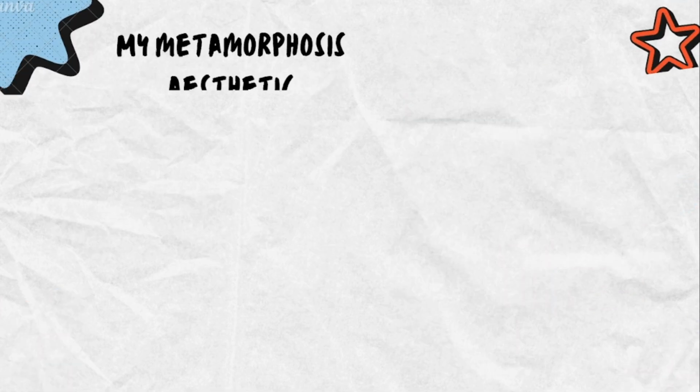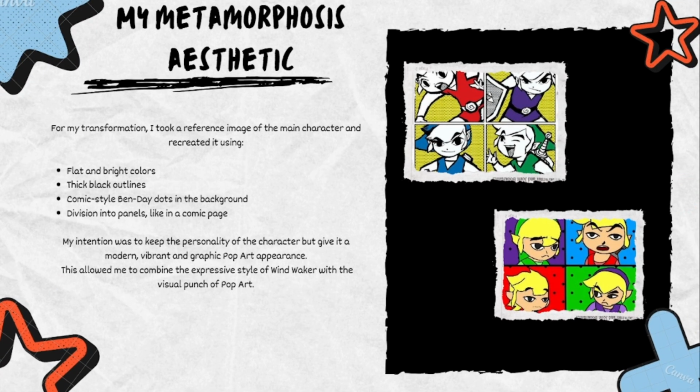My metamorphosis aesthetic. For my transformation, I took the reference image of the characters and recreated it using flat and bright colors, thick black outlines, comic-style Ben-Day dots, and a background divided into panels like a comic page. My intention is to keep the personality of the characters but give it a modern, bold, and graphic pop art appearance. This allows me to combine the expressive style of the Wind Waker with the visual punch of pop art.